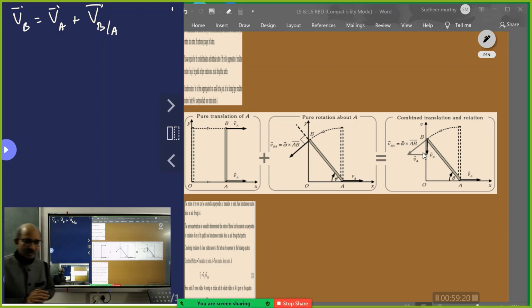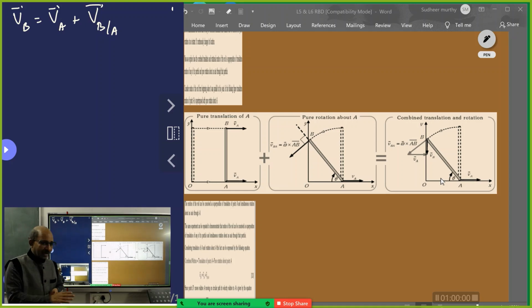My dear students, all of you must really be alert. Indeed, you are seeing this translating, but you must not get the impression that B is only translating. Though it appears that B is simply coming straight down, at the same time, if you see this point, it is also rotating. Therefore, you must understand that VB bar is the resultant of these two. And that is the theory.